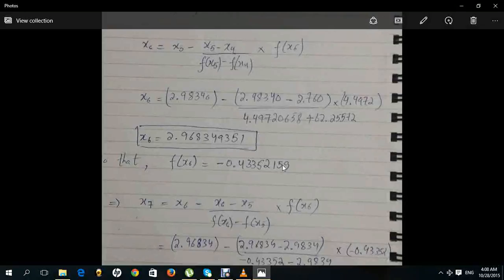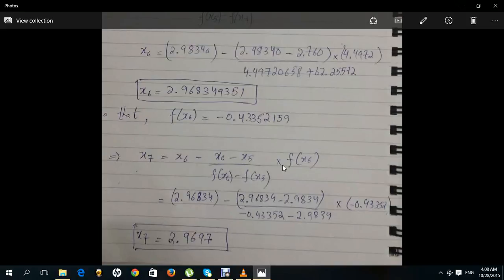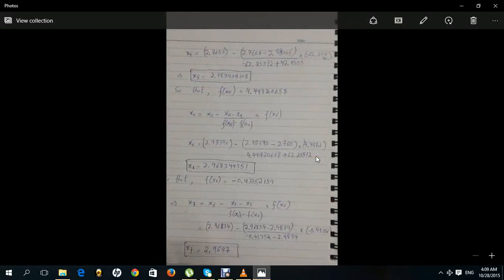We will again go through the same procedure. Root 7 comes out to be 2.9697. Now you have to notice that this time there are two same decimal places, which is 0.96. Now the root is converging up to two decimal places. This shows that our root comes out to be 2.9697. You can repeat the procedure to get more accuracy in the root.